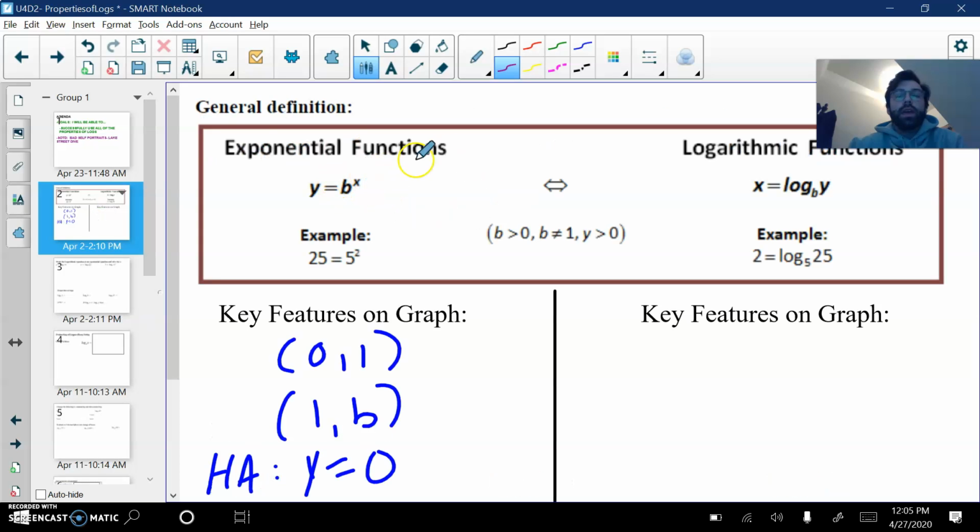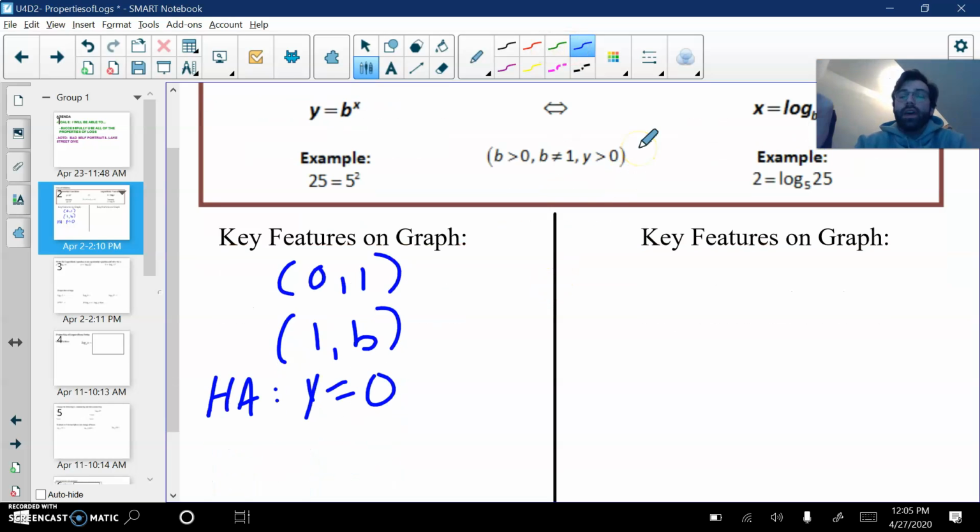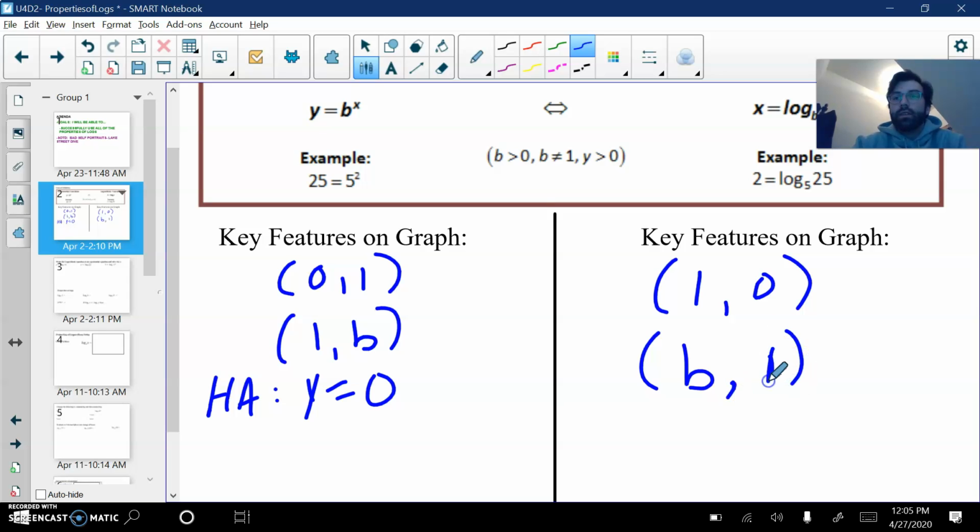All right, so in order to switch from exponential form into logarithmic form, or from logarithmic form to exponential form, I call it the circle of life. But before we do that, let's talk about if they are inverses of each other. Then, remember, within inverses, our x's and y's switch. So one of our key features on the log graph will be (1, 0). Remember, our domain and ranges switch, (b, 1). And then instead of a horizontal asymptote, I'm now going to have a vertical asymptote, and the equation is going to be x equals 0.